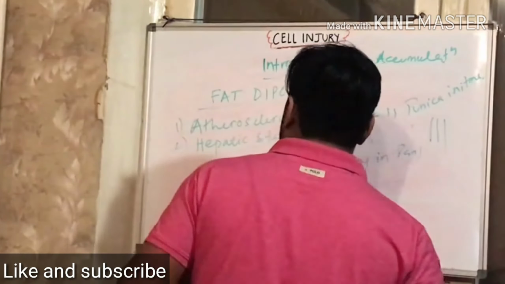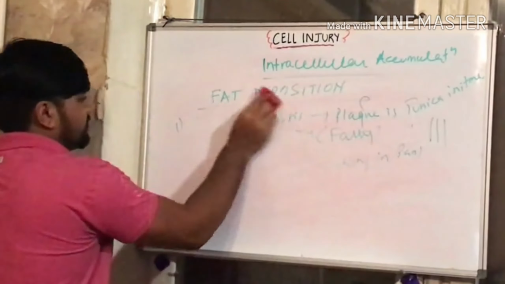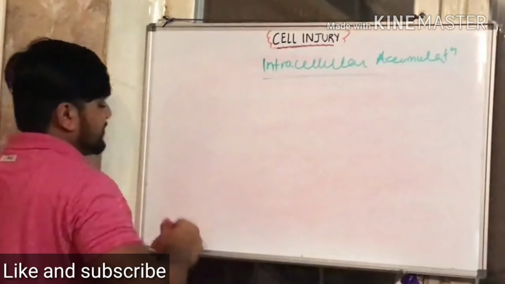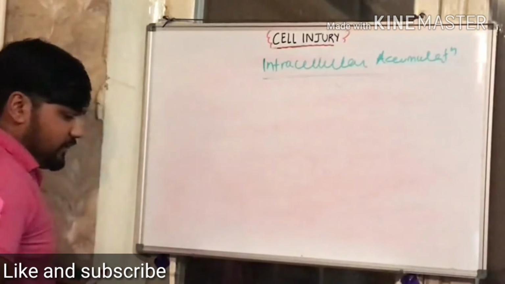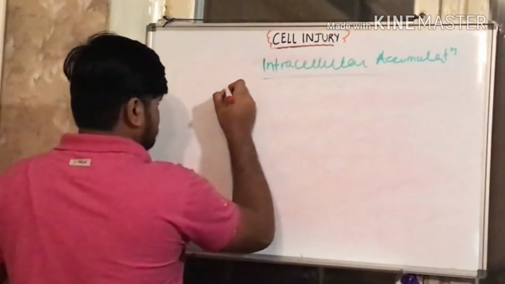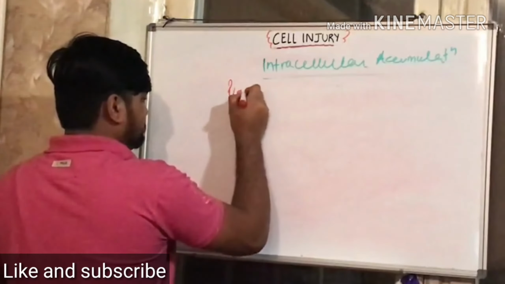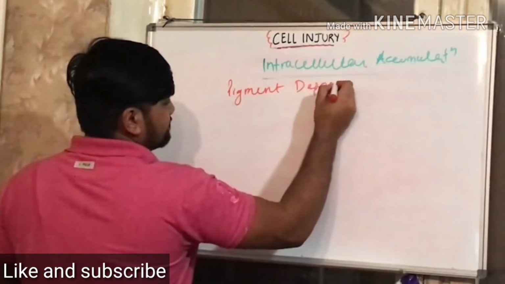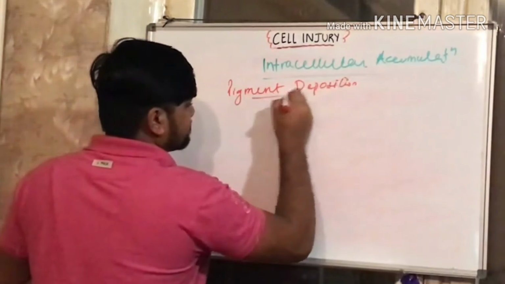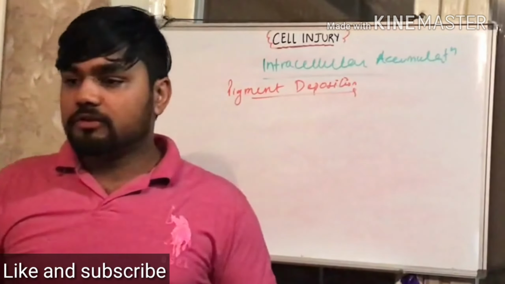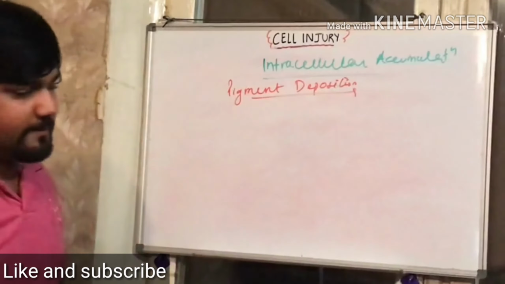The next one, we are done with fat deposition. Now pigment deposition. There are many pigments: melanin, then we have urochrome, lipofuscin. Pigment deposition. Okay. The first pigment that we will talk about is bilirubin.